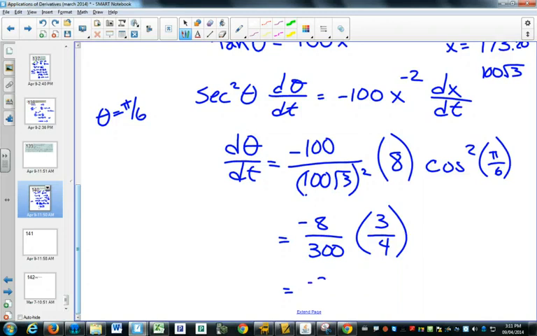Which will give us negative 2 over 100. Negative 1/50th radians per second. And it should be negative since that angle is decreasing. Actually comes out to a pretty nice number in the end. Of course, these questions, they often plan it so that it's at a specific time so that there's a nice number, like the pi over 6 angle.